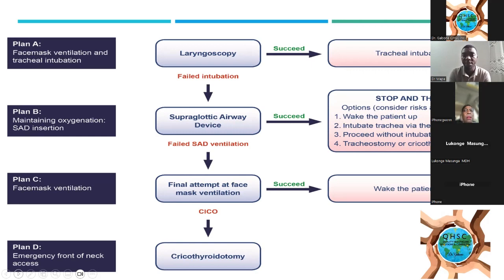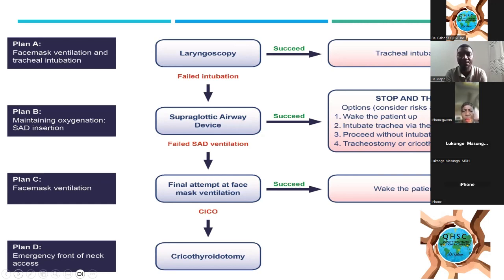But if you fail to do laryngoscopy, you have to opt for plan B, because we say that the spectrum of difficult airway lies on face mask ventilation, laryngoscopy, tracheal intubation, use of supraglottic airway devices. So we started with laryngoscopy. Can we do the laryngoscopy? We did the laryngoscopy, and we succeeded. Now we do the tracheal intubation. But if you fail to intubate, now you opt to go to plan B, whereby you will be maintaining oxygenation by using supraglottic airway devices.